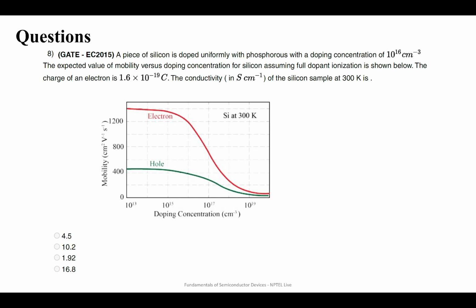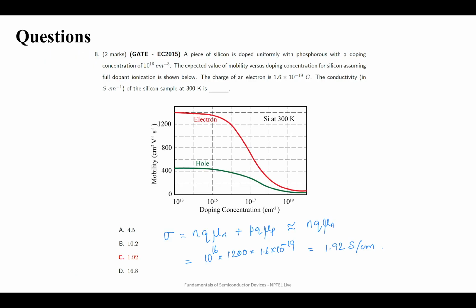So the correct answer to this is 1.92 Siemens per centimeter. Your conductivity is given as n q mu n plus p q mu p. Since p is much less than n, you can ignore that term. So it becomes n q mu n, and all three values are given in the question. n is 10 to the power 16, q is 1.6 times 10 to the power minus 19, and mobility you can read from the graph as 1200. You multiply all that and you get 1.92 Siemens per centimeter.